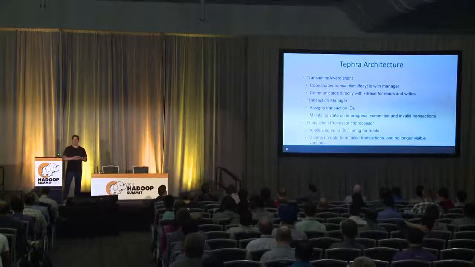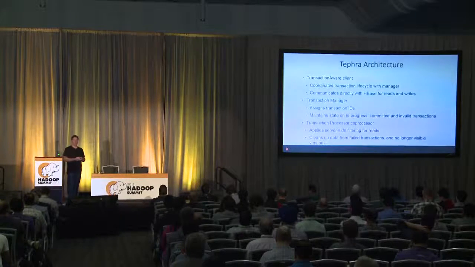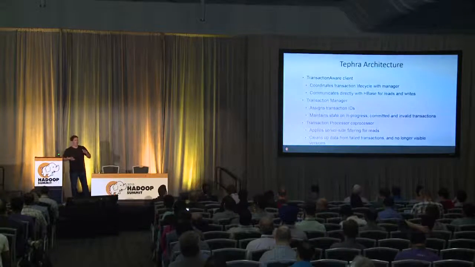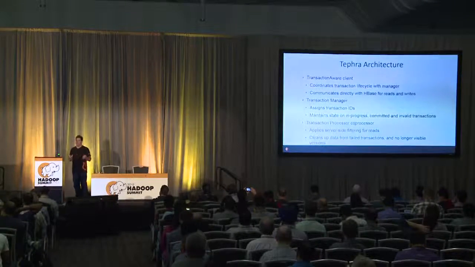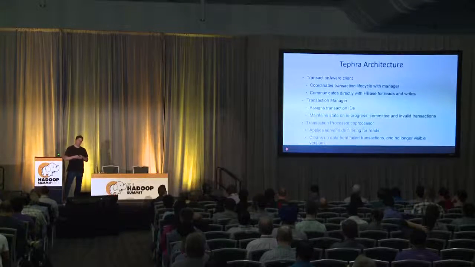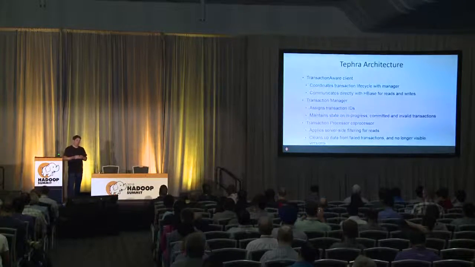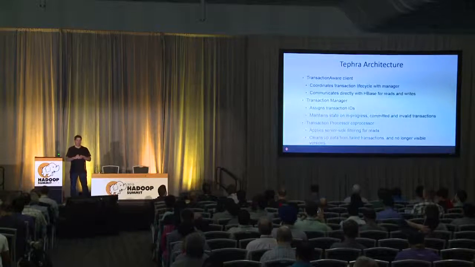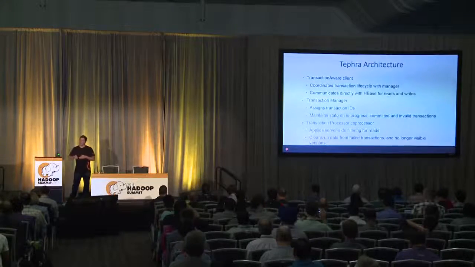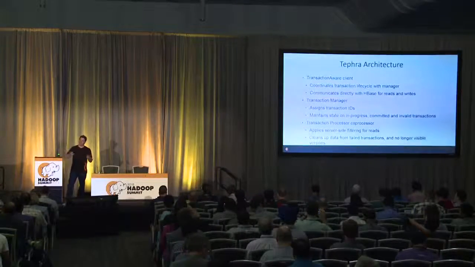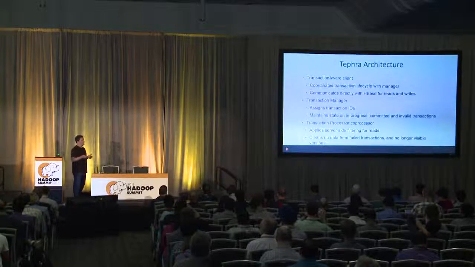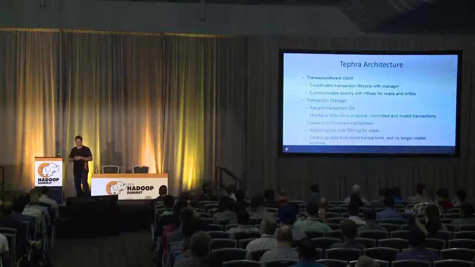So the major components of Tephra are, first, the transaction-aware client. This is hidden from you, but from Phoenix's point of view, it's surfaced as an HTable that implements transaction-aware, and that's what takes care of the coordination with the transaction manager. Then the next piece is the transaction manager itself, of course. That's the thing that assigns transaction IDs. Transaction IDs are based on wall clock time multiplied by a fixed constant. And the transaction manager maintains the state of your in-flight transactions or your invalid transactions.